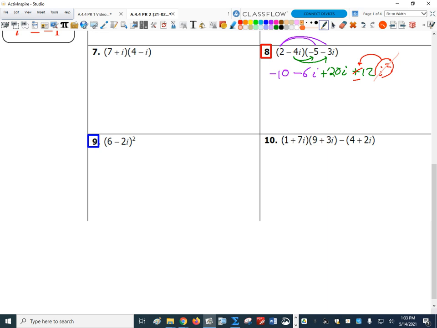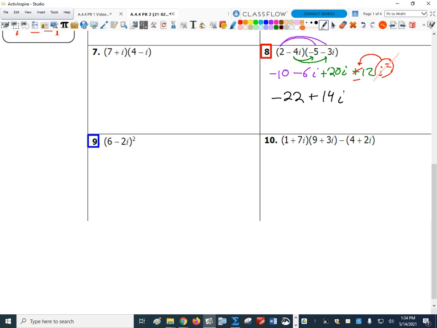Okay, so now all I've got to do is combine like terms, and I'm done. Negative 10 and negative 12 is negative 22. Negative 6i plus 20i is plus 14i. Okay, good. Well, number 9, we don't even really have to do number 9 because it's the same kind of problem.